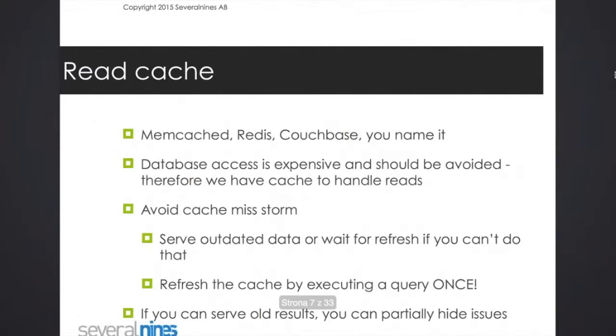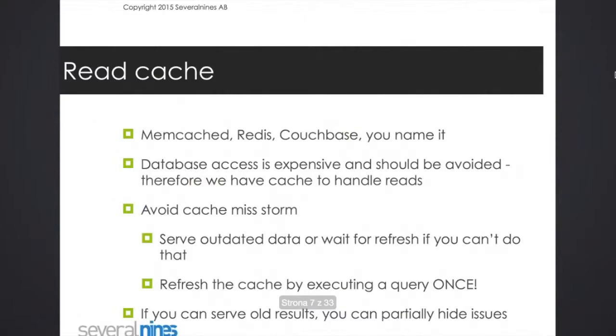Read cache. So we are talking here about memcached, Redis, Couchbase. There are many other solutions. Most of them are in memory for the performance, and key-value types of database storage. As we said, database access is expensive and it should be avoided. So therefore we basically have this cache to handle most of the reads.